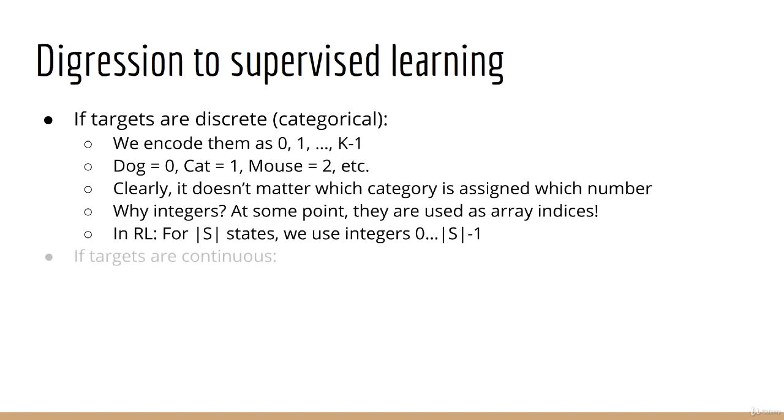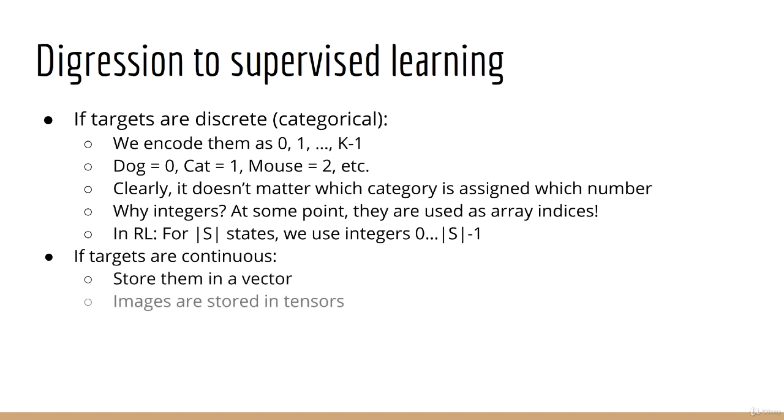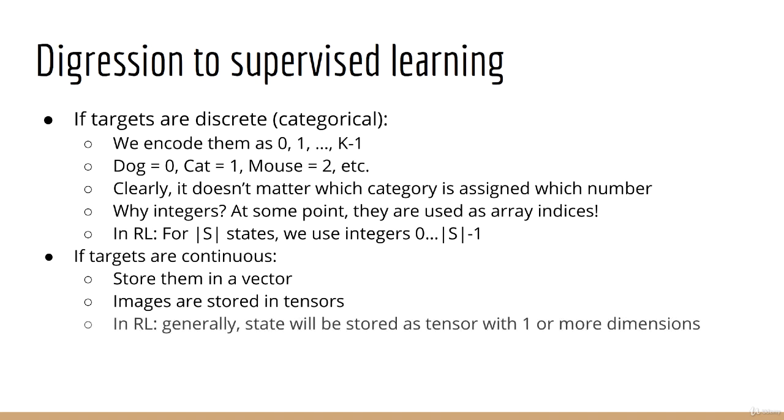For continuous values, it makes sense to store them in a vector. Although, if you have something like an image, then it will be a three-dimensional tensor. So, more generically, if you have continuous values, you can think of them as a tensor with one or more dimensions.